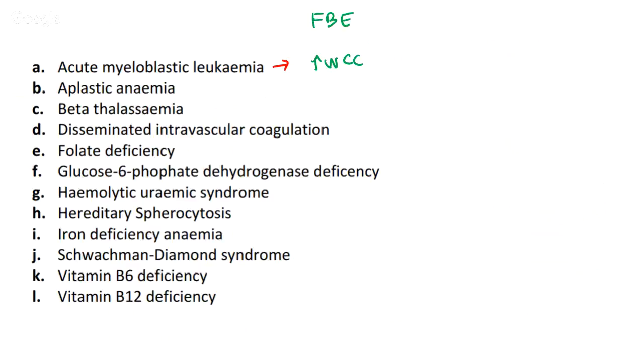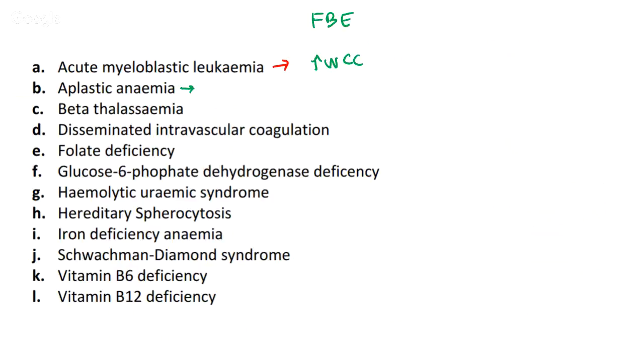How do you tell them apart? We talked about this, remember, 3 weeks ago. ALL is going to have increased lymphocytes, whereas AML is going to have increased white cell counts, but not specifically lymphocytes, because ALL is affecting your lymphoid progenitors, AML is affecting your myeloid progenitors. Okay, so increased white cell count.